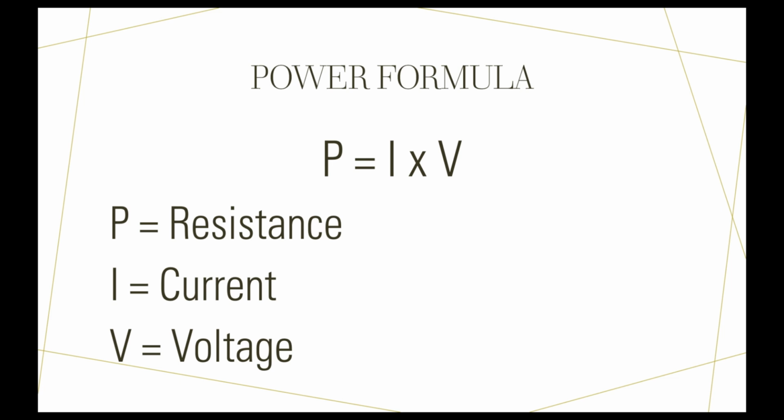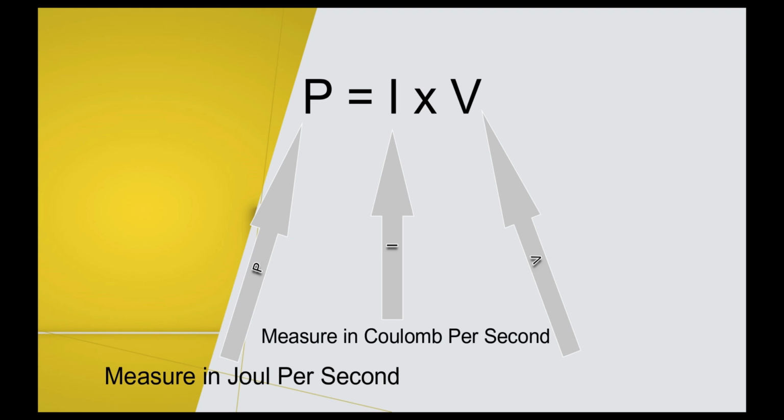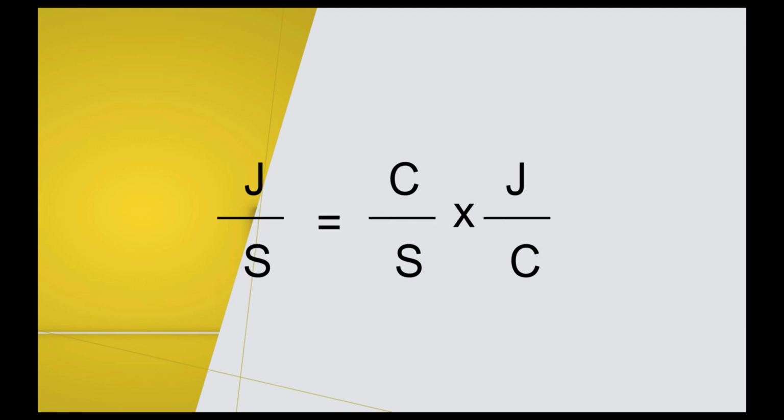By the formula, P equals IV. P is measured in joules per second. I is measured in coulombs per second. V is measured in joules per coulomb. Joules per second equals coulombs per second multiplied by joules per coulomb. After that, the coulomb gets cancelled out, and we are left with P equals I times V.